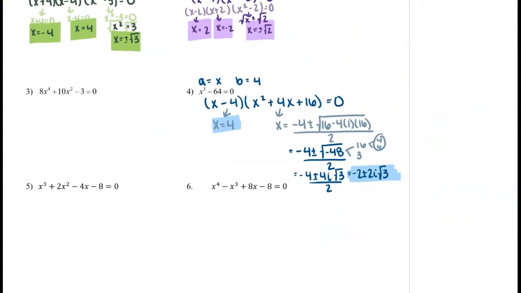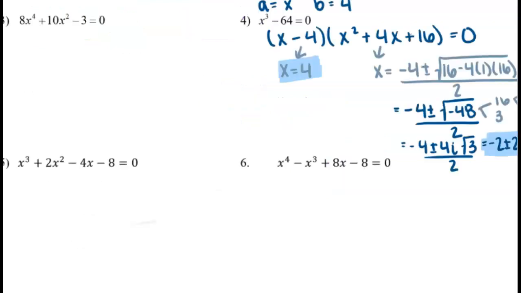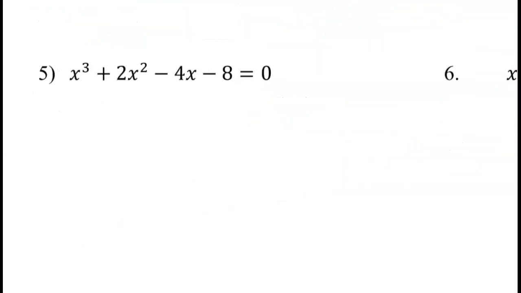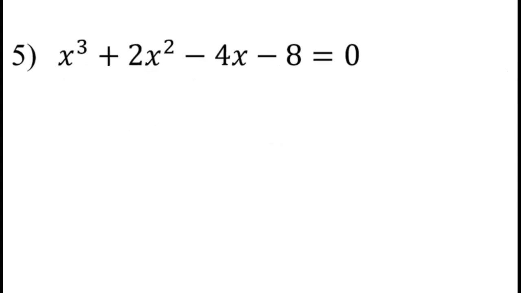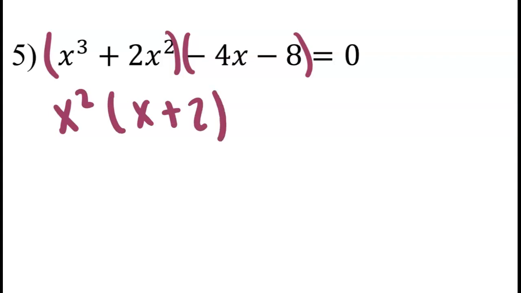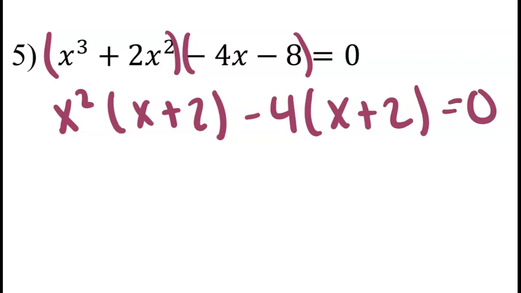All right, we've got 2 more left. We'll do one together. You'll do one on your own, and then you can work on your homework. Here, I've got 4 terms. My method of factoring, when you've got an even number of terms, your first step is to try grouping. Here I could take out an x squared, and I'm left with x plus 2. Here I could take out a negative 4, and I'm left with x plus 2. So sure enough, grouping worked.